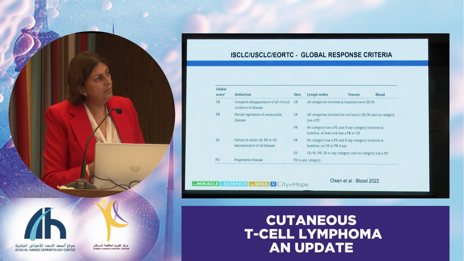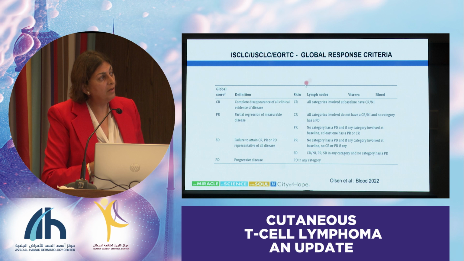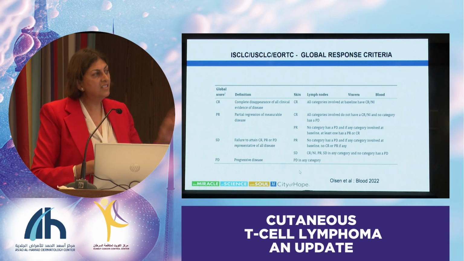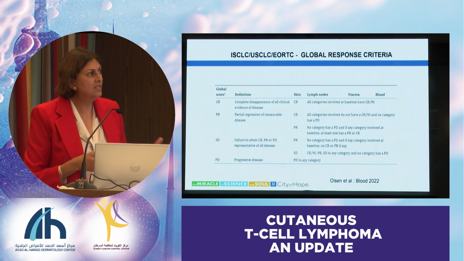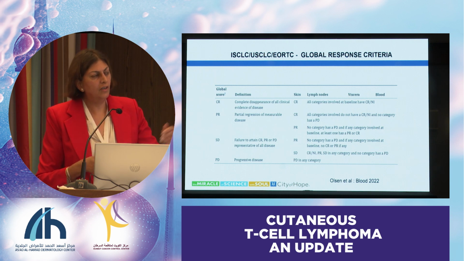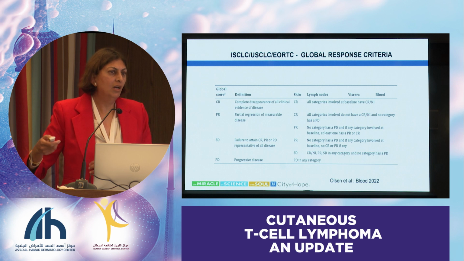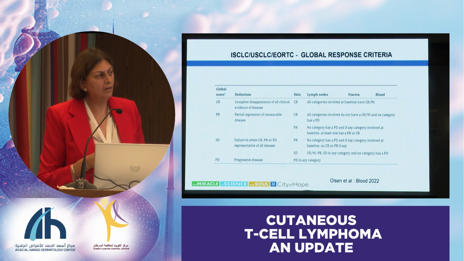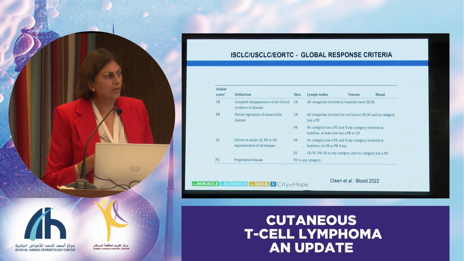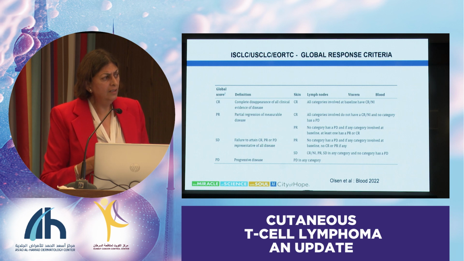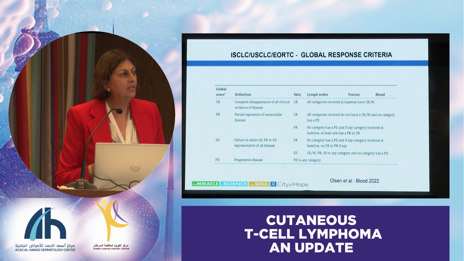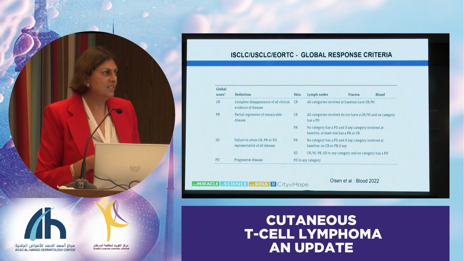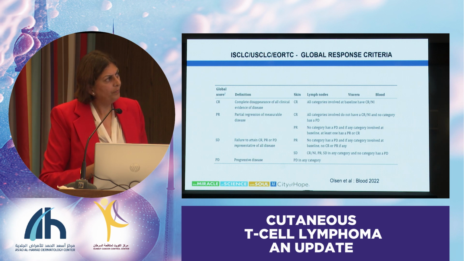The important point to remember is that the response is determined primarily by the skin. So if the skin is not responding, you can't call it a response. You have to have skin response, and then you have to look at the node and viscera and make sure that those compartments are not progressing if you are calling it either a PR or a CR. And any progression in this disease stage, or especially in the skin, is progression.